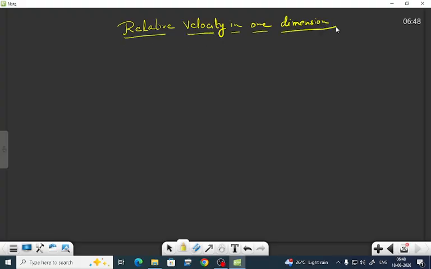आज हम करेंगे रिलेटिव वेलोसिटी इन वन डायमेंशन। Relative velocity in one dimension. What does the relative velocity say?